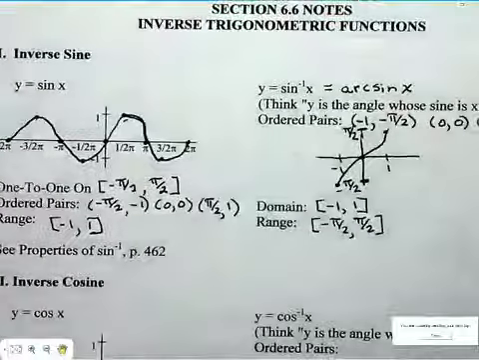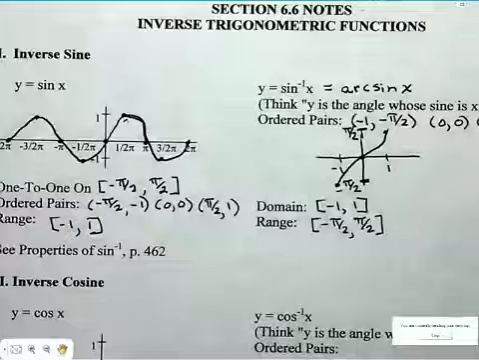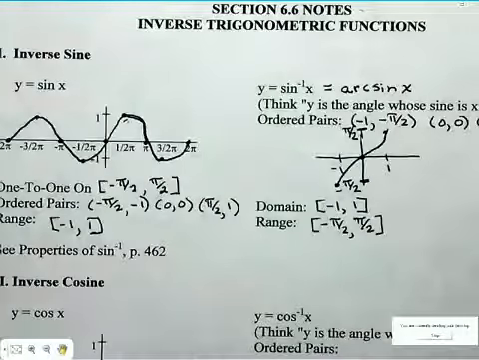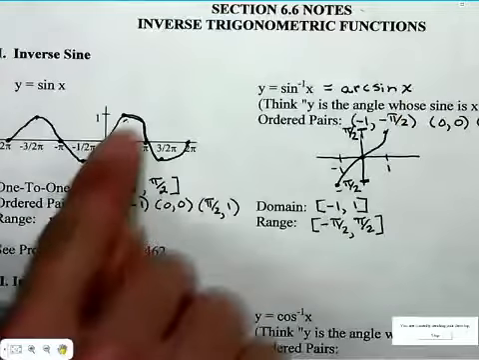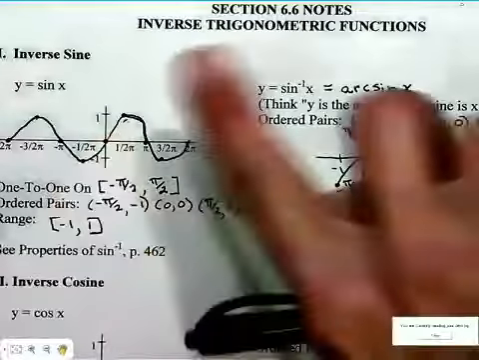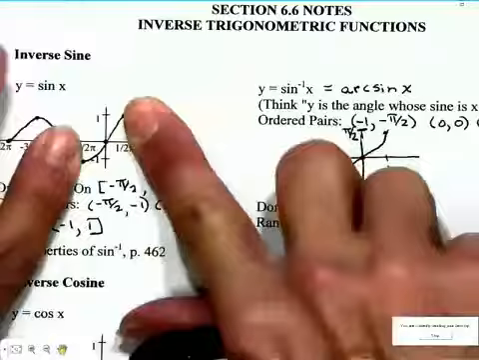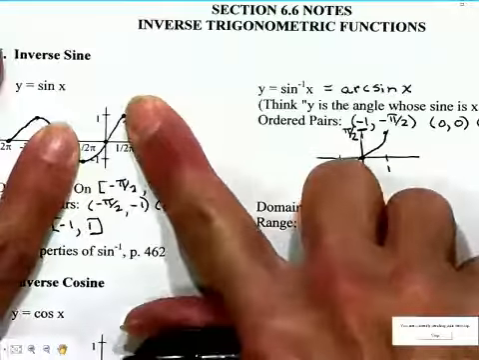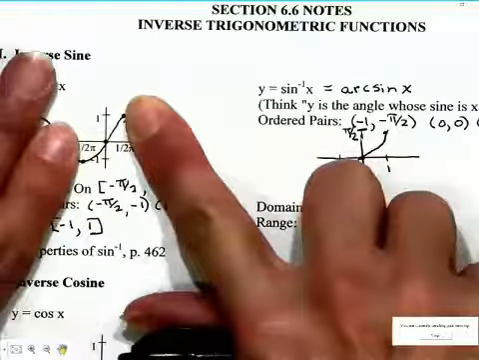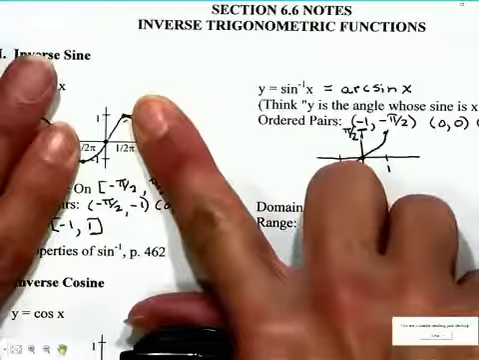I almost can't do it without cheating, looking at my graph here, because I cannot take that little chunk of a graph and flip it with respect to y equals x to save my life. I would just die if my life depended on that.